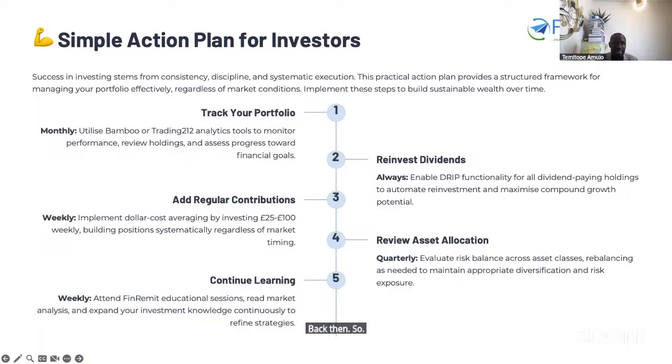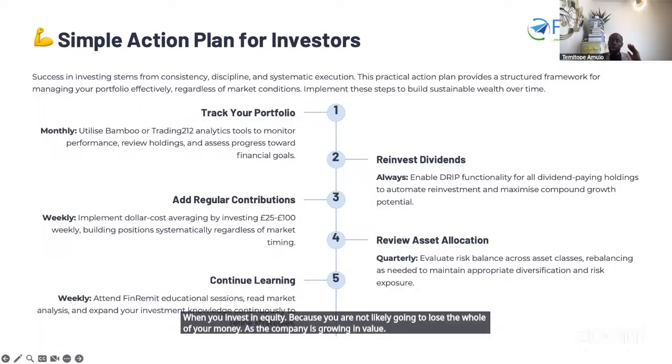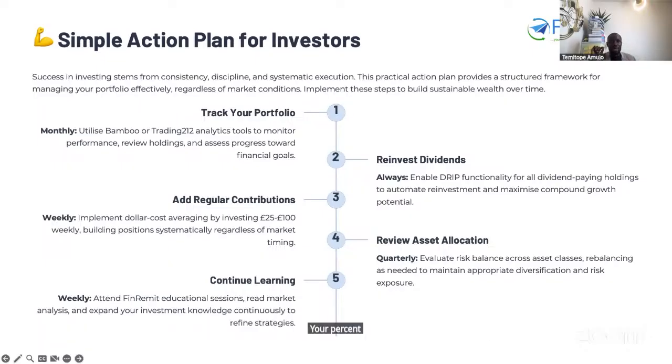So these are things that happen to you when you invest in equity, because you are not likely going to lose the whole of your money. As the company is growing in value, your percentage ownership remains the same, but your value as an owner continues to also grow along. So what are the action points for us today?